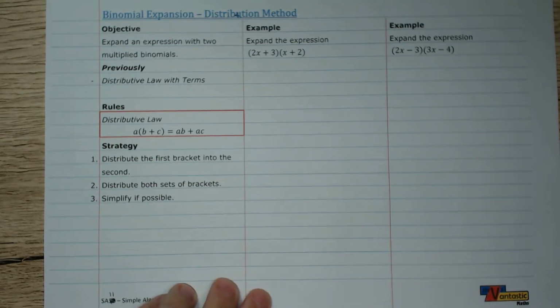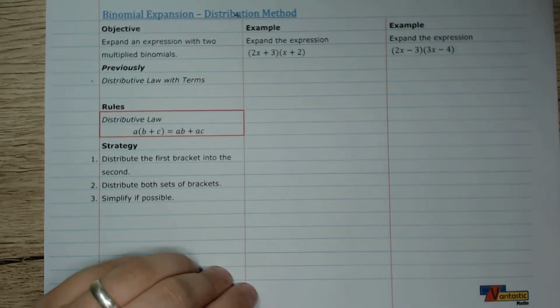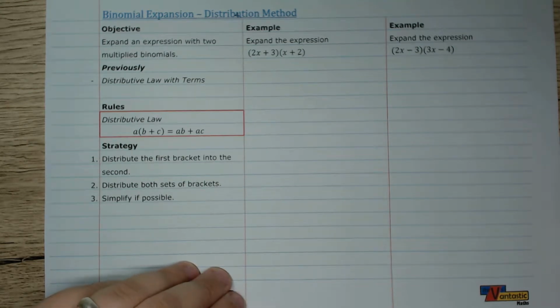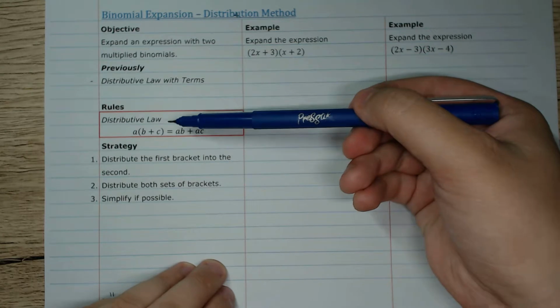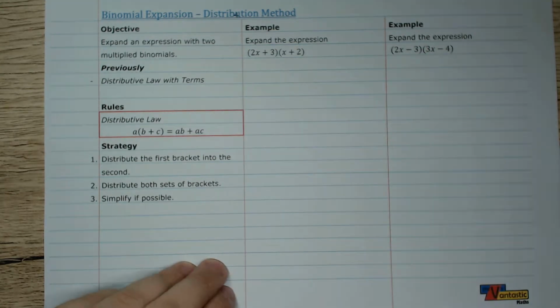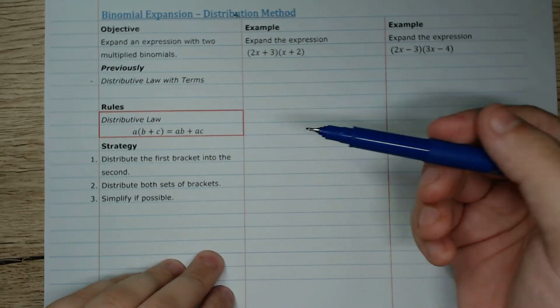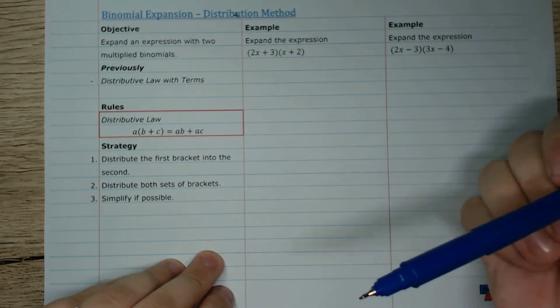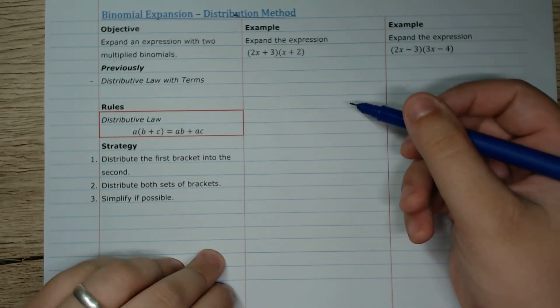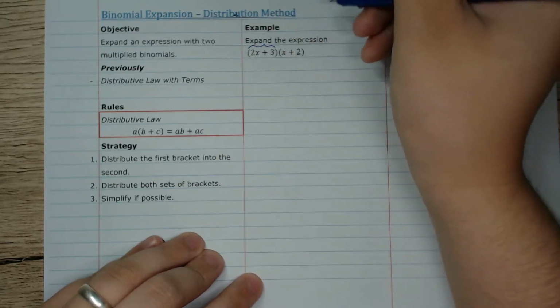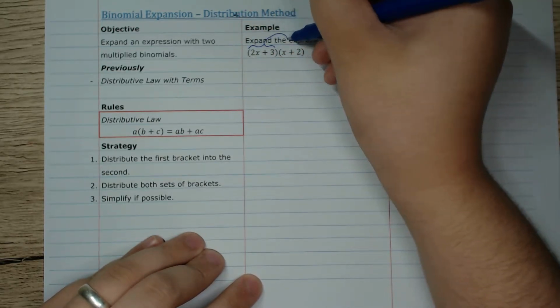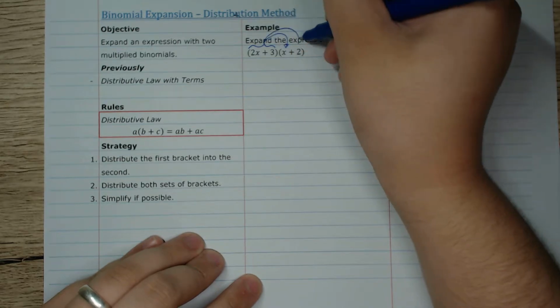Now there's a few different methods, but in this video we're going to cover the most foundational one, I suppose. It may not be the easiest, but it's using the method we already know, which is the distributive law. So the way we're going to do this is we're going to distribute the first bracket into the second bracket. So I'm going to multiply this entire bracket, 2x plus 3, into x and into 2.